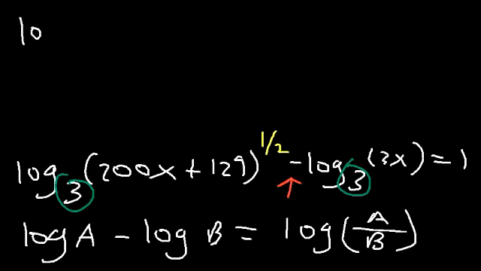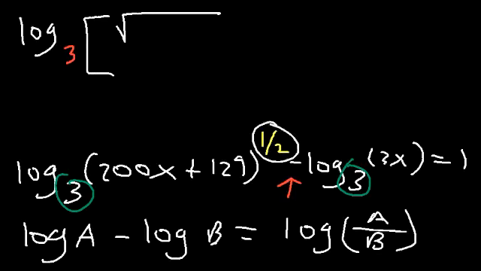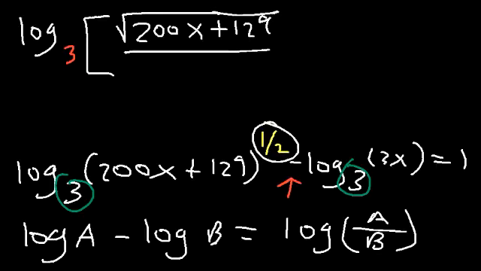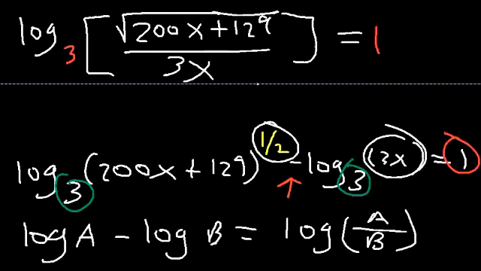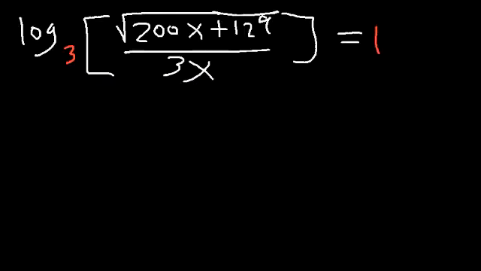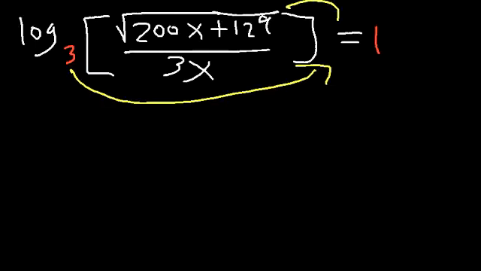So this is going to be log base 3 of the square root, because it's raised to the 1/2, square root of 200x plus 129, divided by 3x. And all of that is equal to 1. Now let's convert it to its exponential form. So this is going to be 3 to the first power is equal to what's inside. So 3 to the first power is just 3.